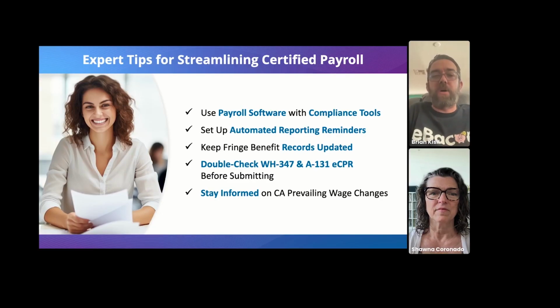Again, make sure you're setting up those automated reporting reminders. It can be done using your Google Calendar or your Outlook calendar. You want to make sure your fringe benefit statements are always updated, and as things change, you are updating those fringe benefit statements as well. And then double, and I even say triple check. Make sure you are 100% accurate before you hit submit on both the 347s and your eCPRs on the DIR. And then obviously stay informed on the California prevailing wage changes.